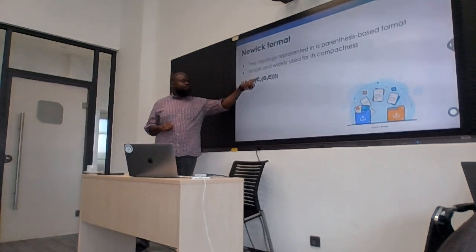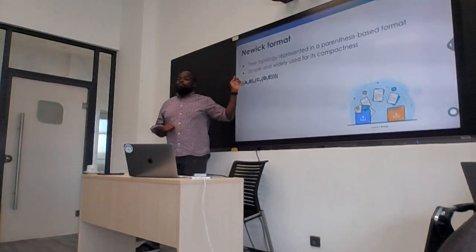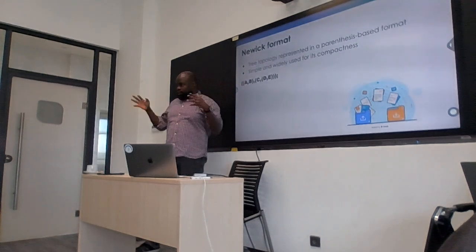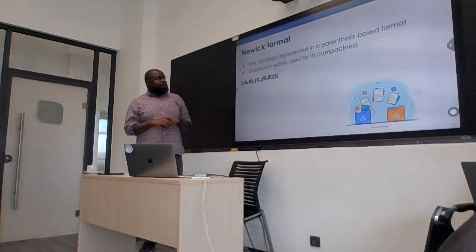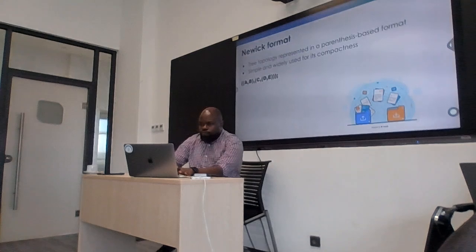1, 2, 3, 4, 5. Okay? So normally you'll have more information than this because we also have branch lengths. Okay? But this is just to show generally how it looks like. All right. And in fact, we can see this. Let me just show you.